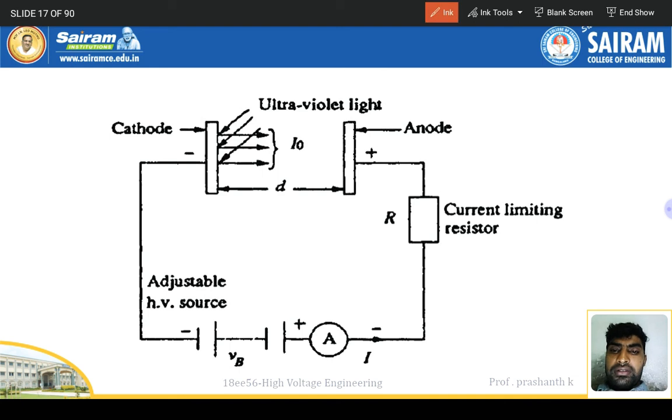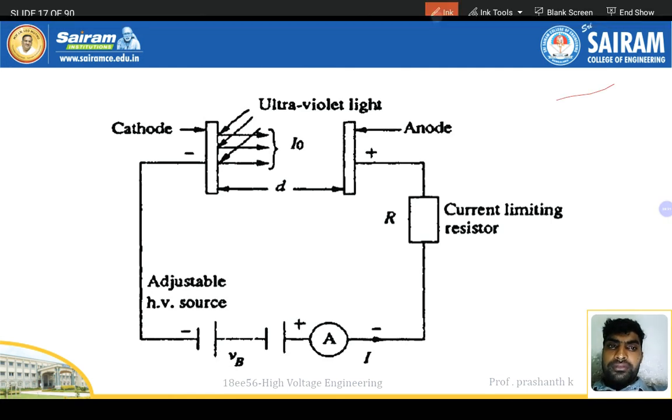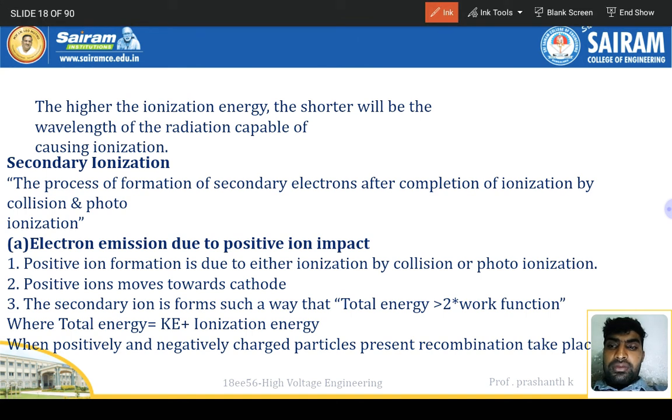So this is a diagram. Ultraviolet light is falling on the cathode. What happens? Recombination takes place, and there is a current limiting resistor present, which limits the current flowing from the battery or source. An adjustable high voltage source is also there, and an ammeter measures the current, along with the cathode and ultraviolet rays. The higher the ionization energy, the shorter the wavelength of the radiation capable of causing ionization.